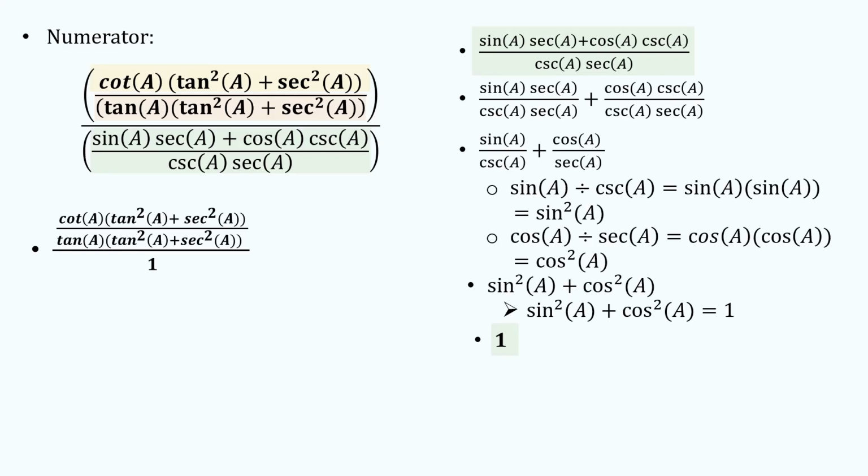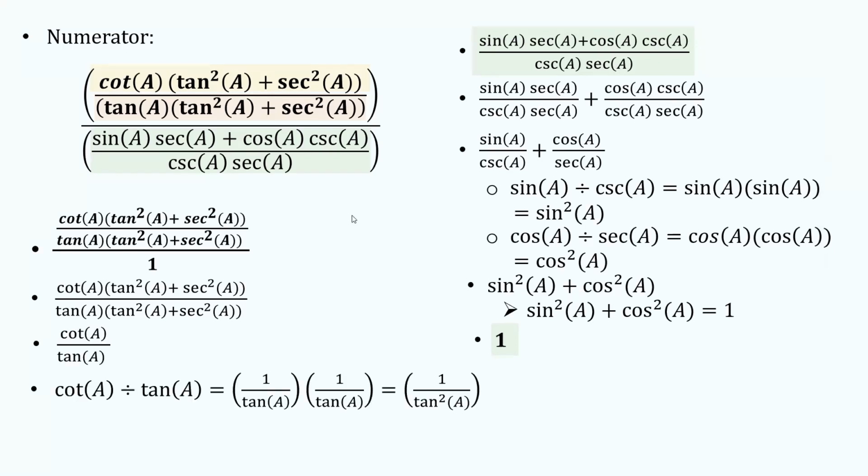Because the denominator of our expression is 1, we can simply proceed with the numerator. Upon seeing the numerator, or the fraction form rather, we can see a common factor, which is the square of the tangent plus the square root of the secant A. Therefore, we could cancel them both, which results in the cotangent of A over the tangent of A. Remember, the cotangent of A is simply the reciprocal of the tangent of A.